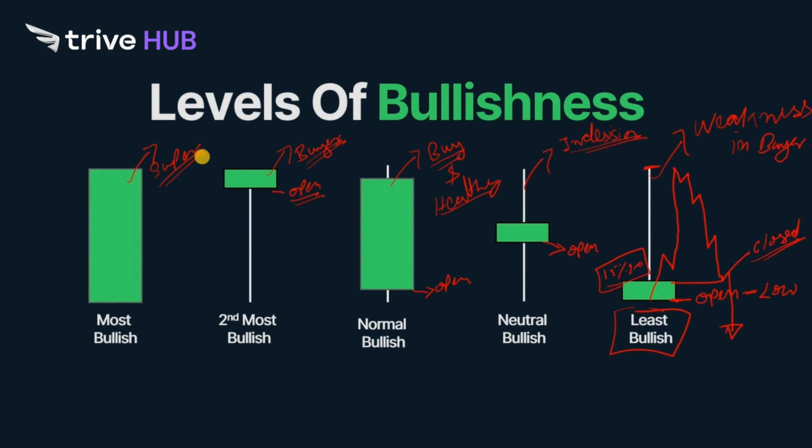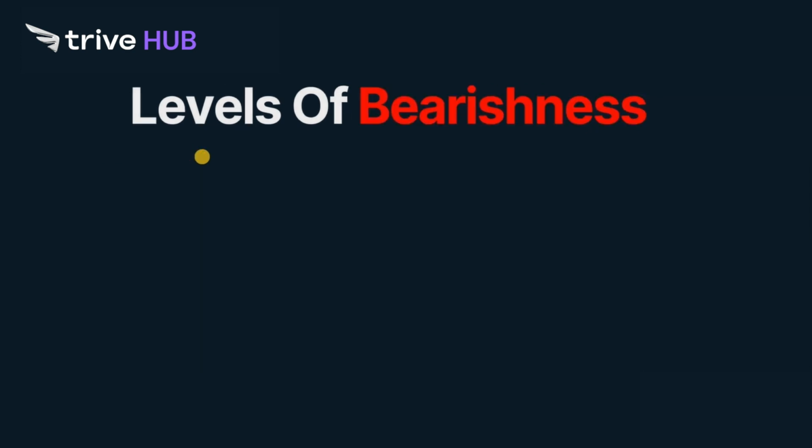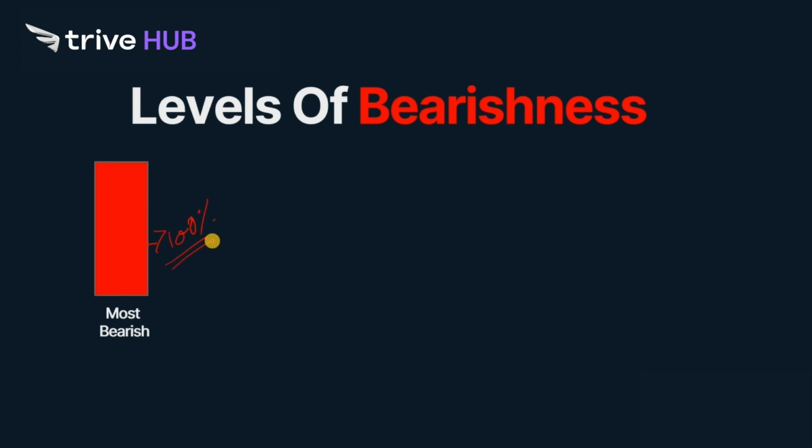Similar to levels of bullishness, there are levels of bearishness also. So this is the most bearish candle, which shows 100% sellers. There is low to no buyer. And the second most bearish candle, the price has opened here. And red candles will always have the open at the top of the body.